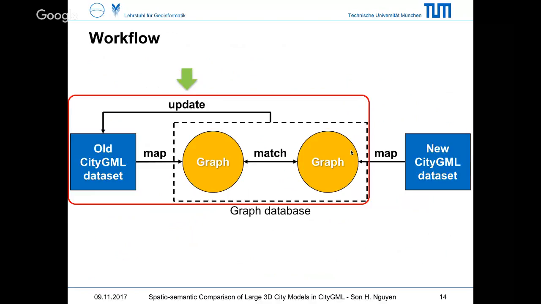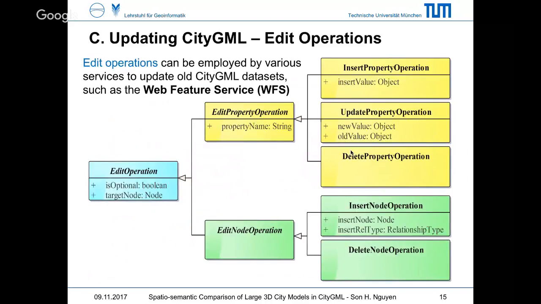So the last step is to update the old CityGML datasets using this graph database. So for each deviation found, we create an edit operation. For properties, we have 3 edit operations, namely insert, update, and delete property operation. For nodes, we have 2, namely insert and delete node operation.